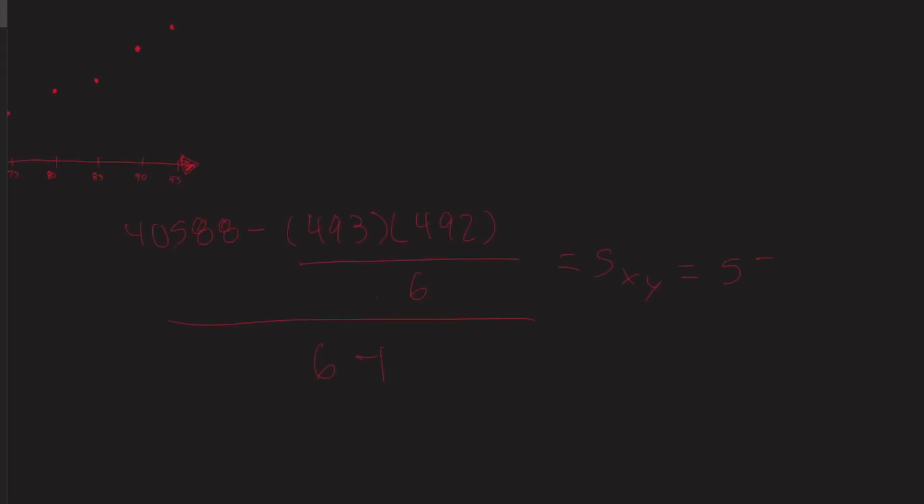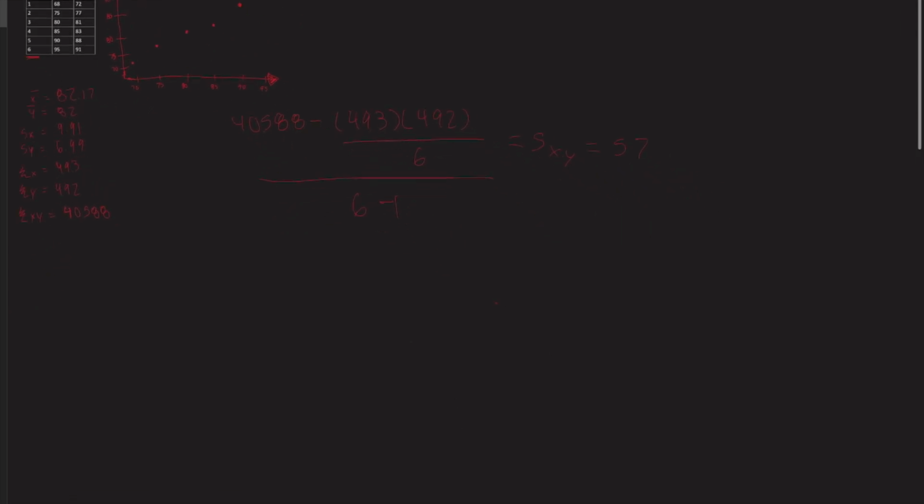After we get SXY, we want to find the correlation, which is R. The formula for R is SXY, which in this case is 57, over the standard deviation of x and of y, which in this case is 9.91 and 6.99. We plug that into our calculator, and we will be getting 0.82.